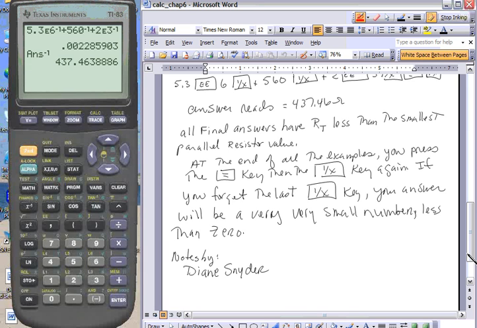If you forget the last 1 over x key, your number will always be very, very small and less than 0, like something like this number here that was very, very small.